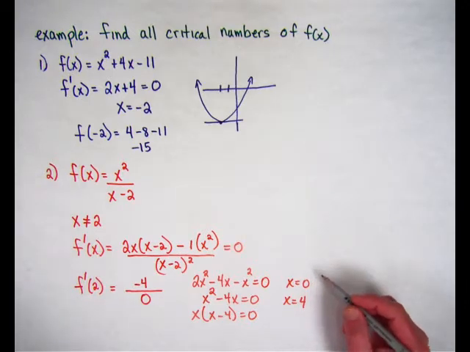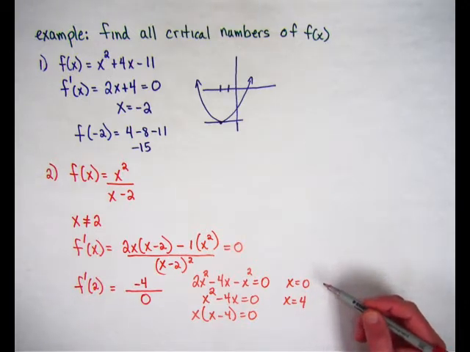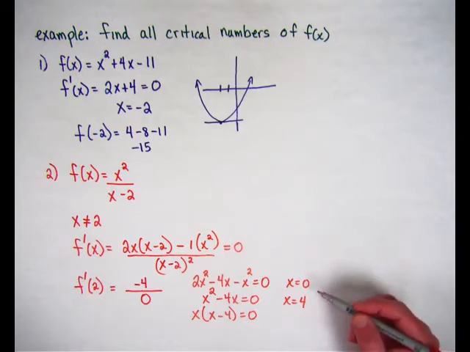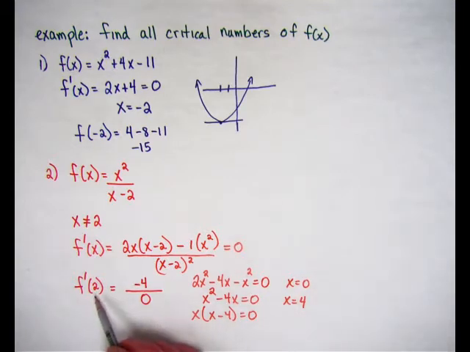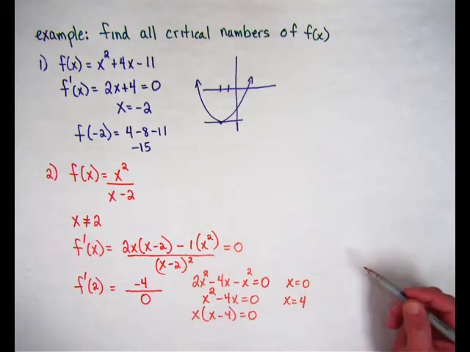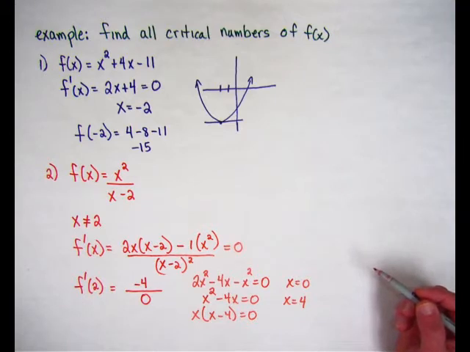Okay, so we have two critical numbers. Critical numbers being any values of x where the derivative is equal to 0 or any values of x where the derivative does not exist. We can't count this value of x because it's not in the domain, so our two critical points would be at x equals 0 or at x equals 4.